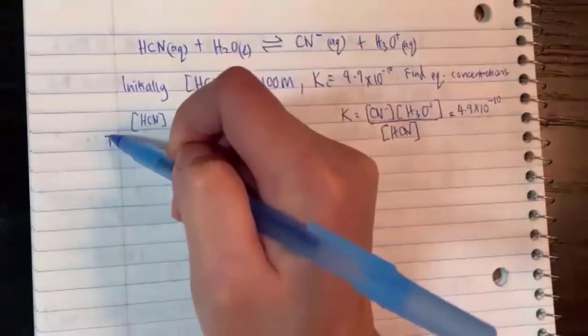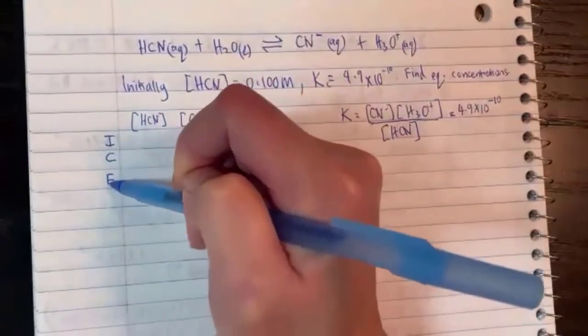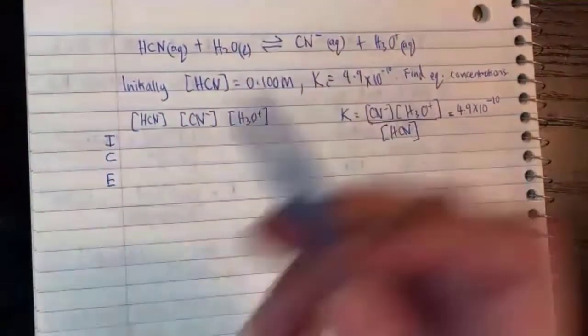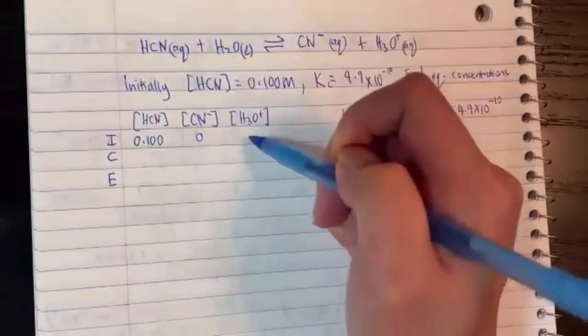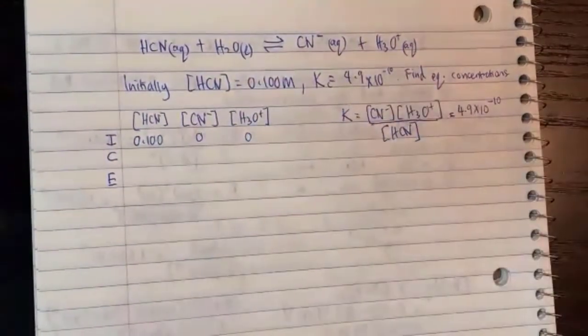Okay, and then it's ICE. So initially, I have 0.1 of HCN, none of the other things, so I put a 0 there. So what happens now, we have to predict which side it goes to.